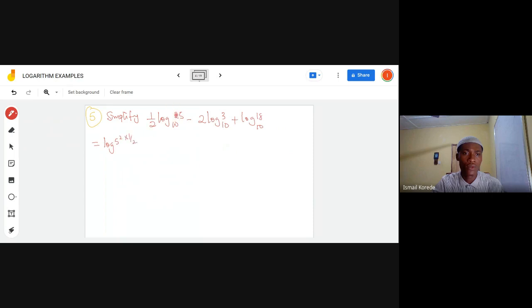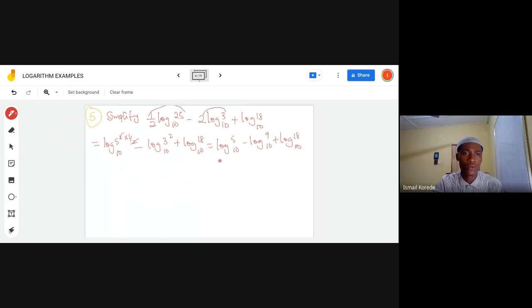That's why you move this 1 over 2 to this side. Then to base 10 minus log 3 to the power of 2. That's why you move 2 to this side. To base 10 plus log 18 base 10. So 2 can cancel out 2. So I have log 5 base 10 minus log 9 base 10 plus log 18 base 10.